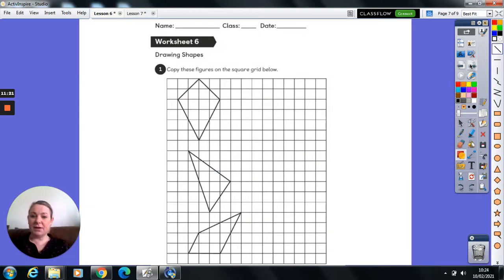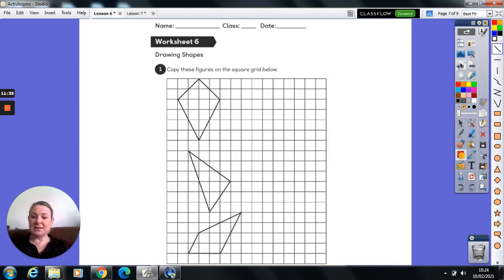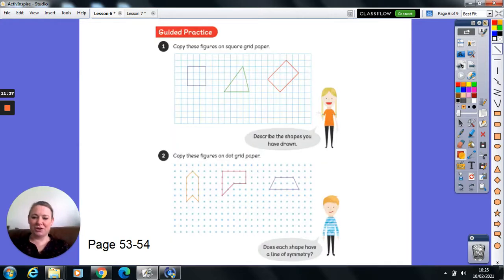Once you've completed that, you can see it's a very similar activity in your worksheets today. Just using the squares and the dots to copy shapes. Count carefully, use a ruler, and good luck. So just a reminder that your corresponding workbook pages are pages 53 to 54. Again, once you've completed those, pop them in your portfolio for us to take a look over today. Enjoy!